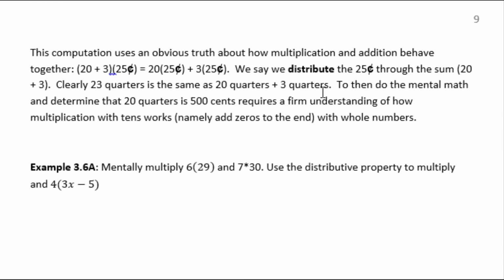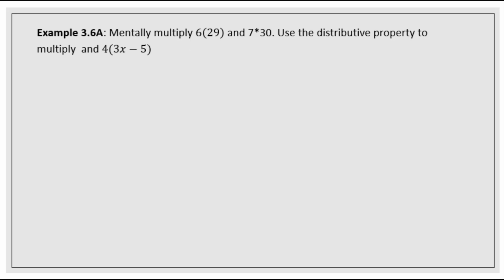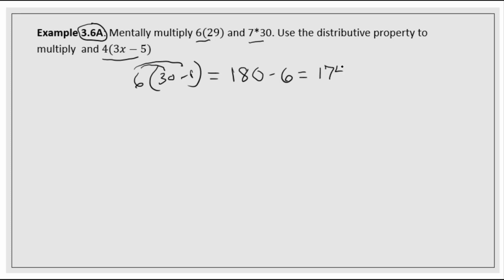So let's do an example. So I'm going to multiply these numbers, these little expressions, using the distributive property. And you should have read about that in 3.6, and I'm going to do an example. Instead of multiplying 6 by 29, I'm going to multiply 6 by 30 minus 1. 30 minus 1 is the same as 29. And so the way I would do that, and I could do it in my head, 6 times 3 is 18, but 30 is 10 times bigger than 3, so it's 18 plus a 0, or 180. And then 6 times a negative 1 is a negative 6, so I'm left with 174.